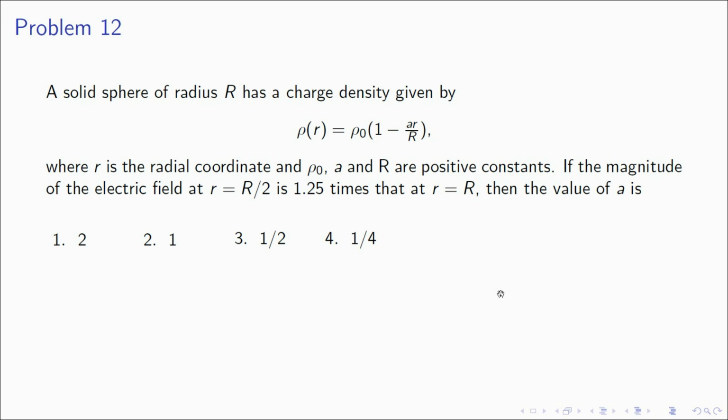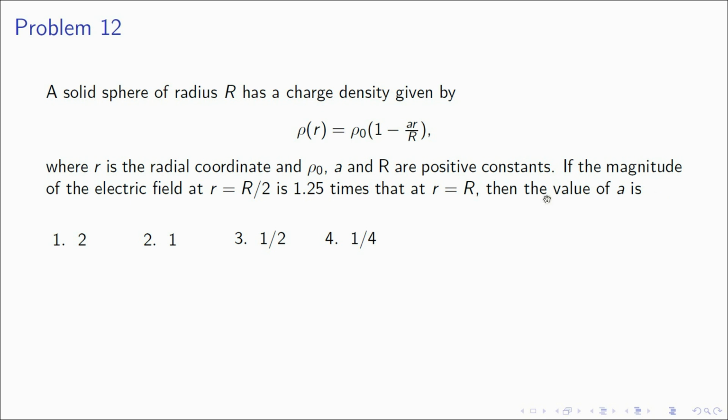So the next problem is this. It says there is a solid sphere of radius R, and it has a charge density which is given by this, and r is the radial coordinate, rho naught and a are positive constants. So the magnitude of electric field at r equal to R over 2 is 1.25 times that of r equal to R. Then what is the value of a?